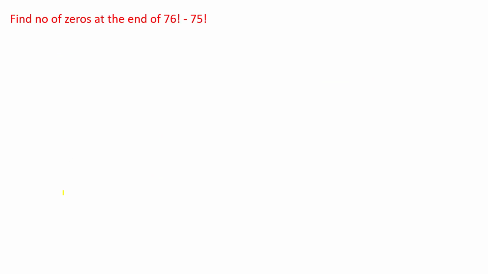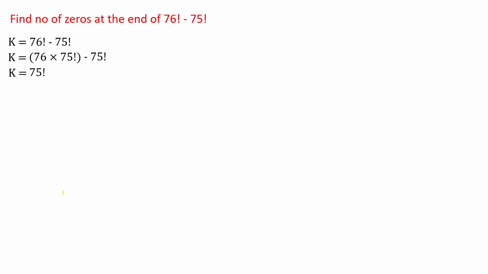The next question is, we are supposed to find the number of zeros at the end of 76 factorial minus 75 factorial. We are supposed to use the same method which we used in the previous one. Let's have a look at it. So the value of k is equal to how much here? 76 factorial minus 75 factorial. Now 76 factorial we can write as 76 into 75 factorial, minus 75 factorial as it is.